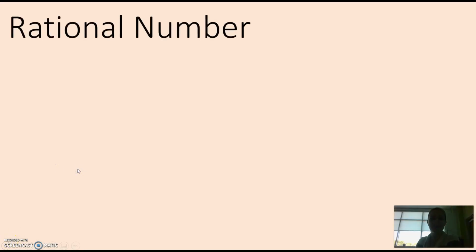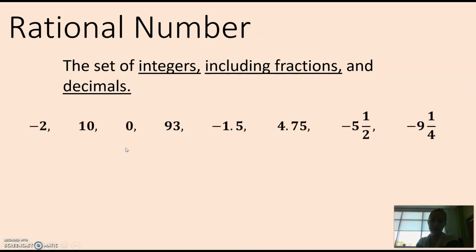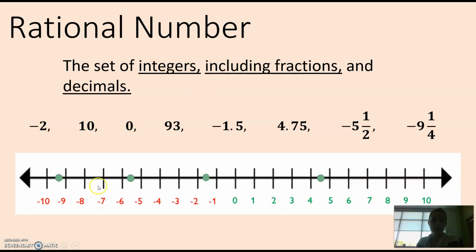Our next vocab word is rational number. Rational numbers are the set of integers, including fractions and decimals. So these are some examples of rational numbers. Again, rational numbers include our integers, so -2, 10, 0. Those are all still considered rational. But then it also goes on to include all of the fractions or decimals in between those whole numbers.